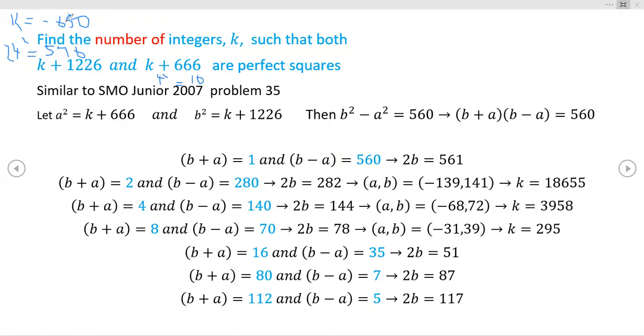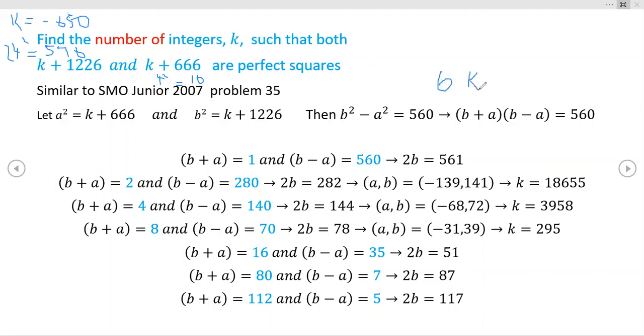So this is maybe not the most interesting problem, but we actually counted the total number of solutions. So as far as the answer to the question, we had 6 Ks that satisfied the conditions.